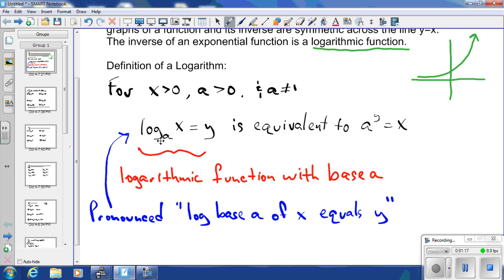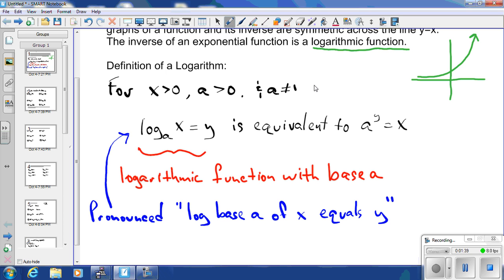So if we write something log, this is how we read this. I put down here in blue how we read this. This is pronounced log base a of x equals y. What that means is that a, whatever number that may be, raised to the power of y will give you x. So that's the definition.